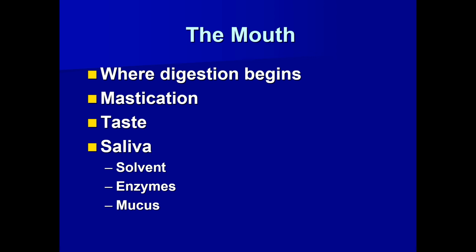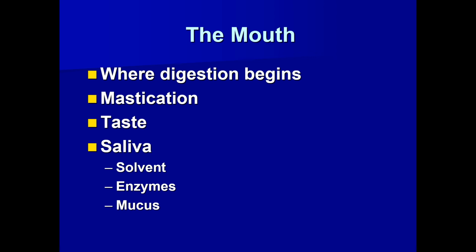So in the mouth, we begin digestion, and the carbohydrates and fats are what we're actually starting to break down in the mouth. So we aren't actually breaking down protein into amino acids in the mouth. That actually starts in the stomach.